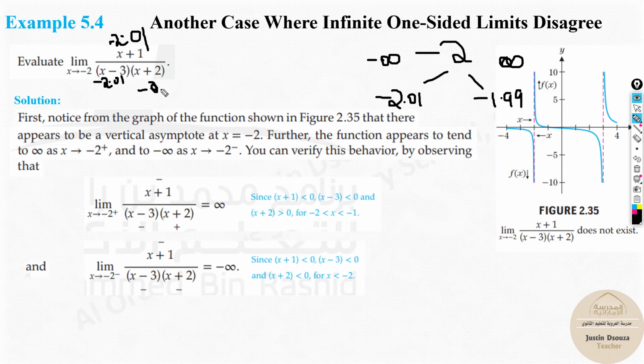Last term, yes, it will make a difference, minus 0.1. What happens? If it's negative 2.01 plus 1, it will be negative at the top. Here, it will remain negative only. Negative, negative will be negative. And what happens over here? It will also be negative.